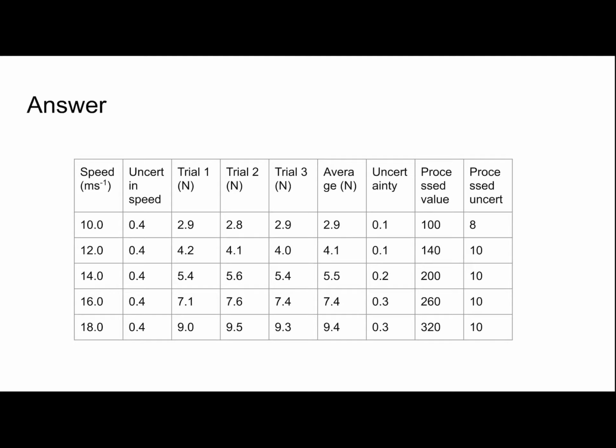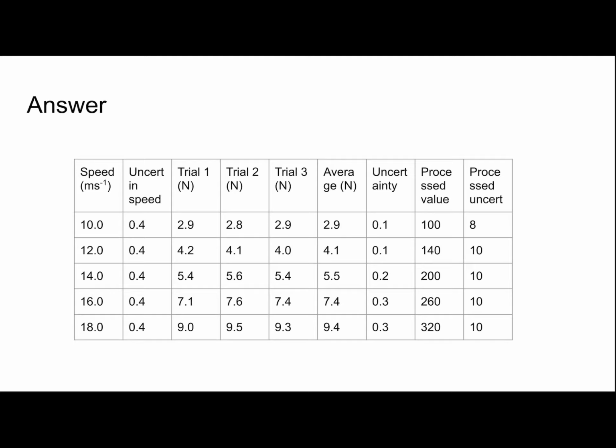So in this case, for our first column, we could say 0.4 divided by 10. That will give us the ratio. We need to multiply the ratio by 2, and then multiply it by the 10 squared, which is the speed squared, and we'll get the processed uncertainty is 8 in that case.